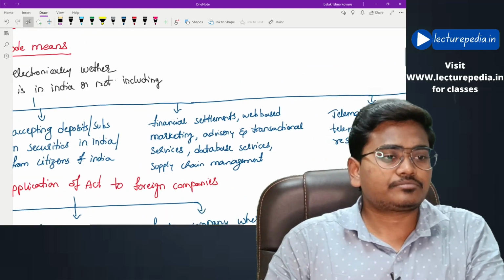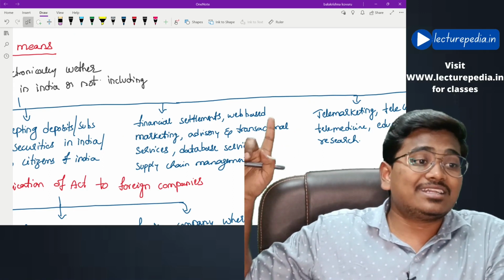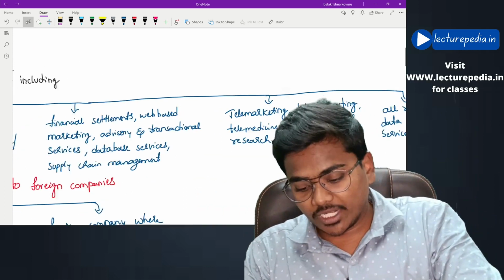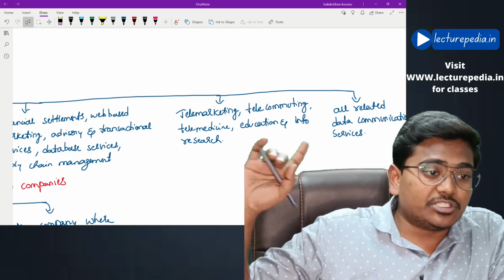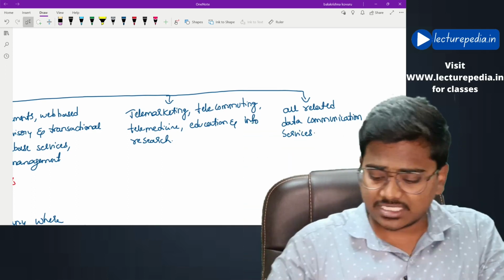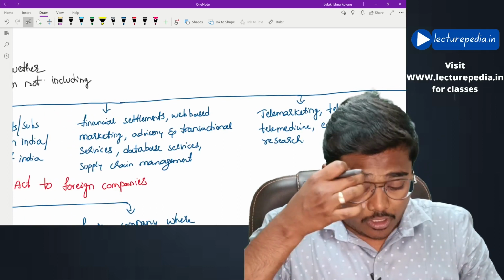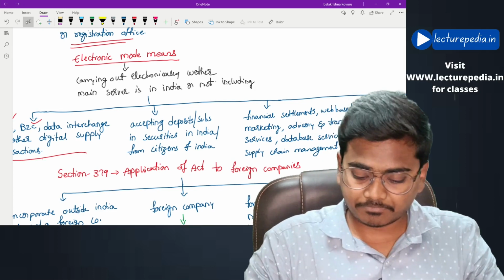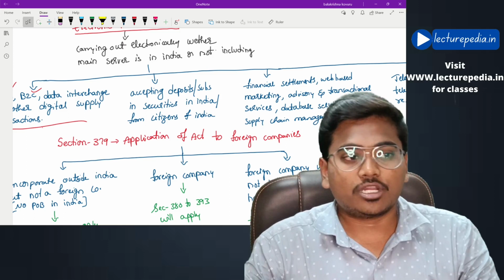And financial settlements, web-based marketing, advisory and transactional services, database services and supply chain management through electronic mode. And telemarketing, telecommuting, telemedicine, education and information research, and all other data communication services, whether conducted through mobile phone, email, or whatever the mode it might be. That would be the carrying of business through electronic mode.